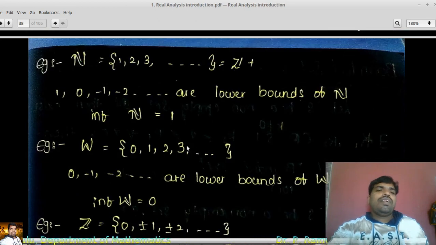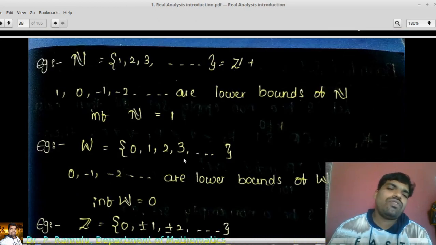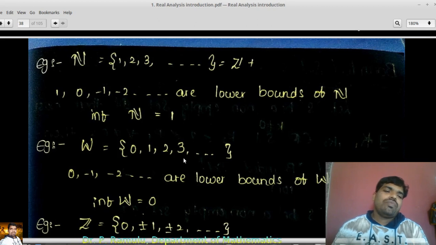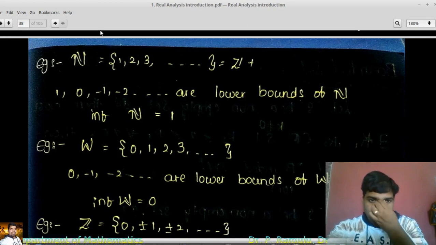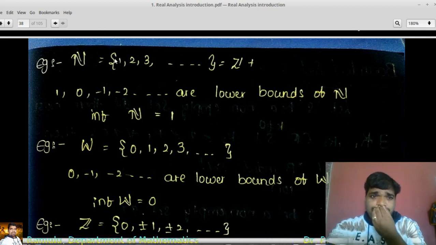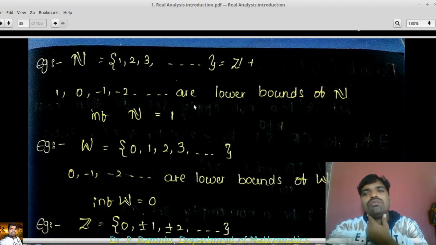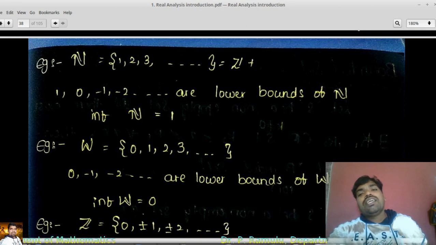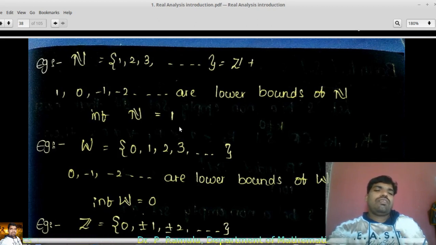If I take this set, the natural number set, or the set of all positive integers Z plus, what are the elements of this? 1, 2, 3, 4. What are the lower bounds of N? The lower bounds of N are 1, 0, minus 1, minus 2. Out of these lower bounds, which is the greatest lower bound of N? So 1 is the greatest lower bound. Therefore, the infimum of N is equal to 1.